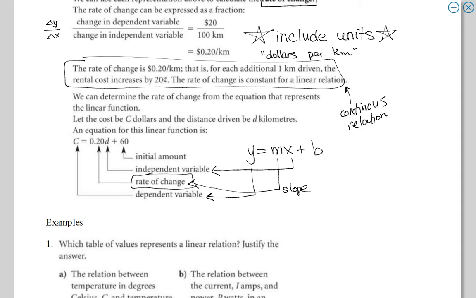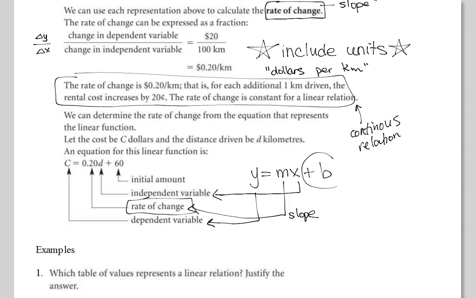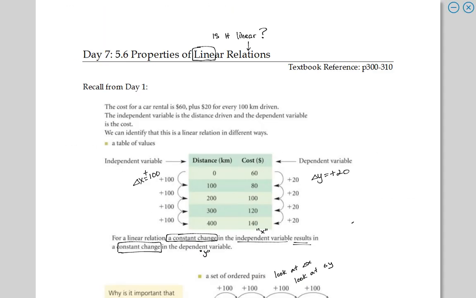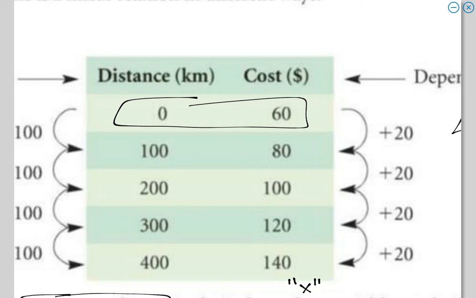And the very last thing that we need to talk about is this b value. This is the initial amount. The initial amount for this example was the flat rate. You can see here, I haven't driven anywhere. My distance is 0, but I still have to pay 60 bucks. That's like you walk into the store, you haven't even gone anywhere in the car, and they say you've got to give me 60 bucks up front. Here's 60 bucks. Okay, now you can have the car. And every 100 kilometers that you drive, you're going to have to give me an extra 20 bucks. So that 60 is called the initial amount.